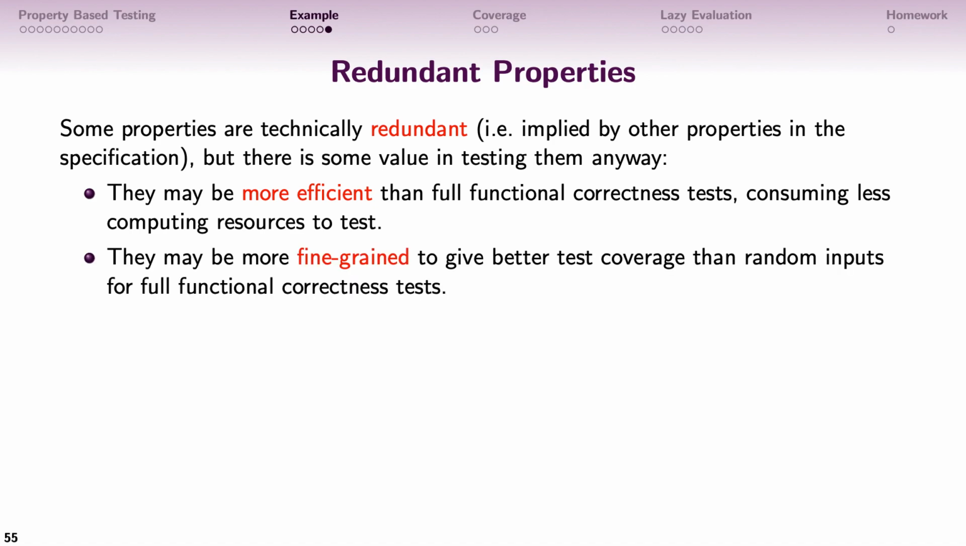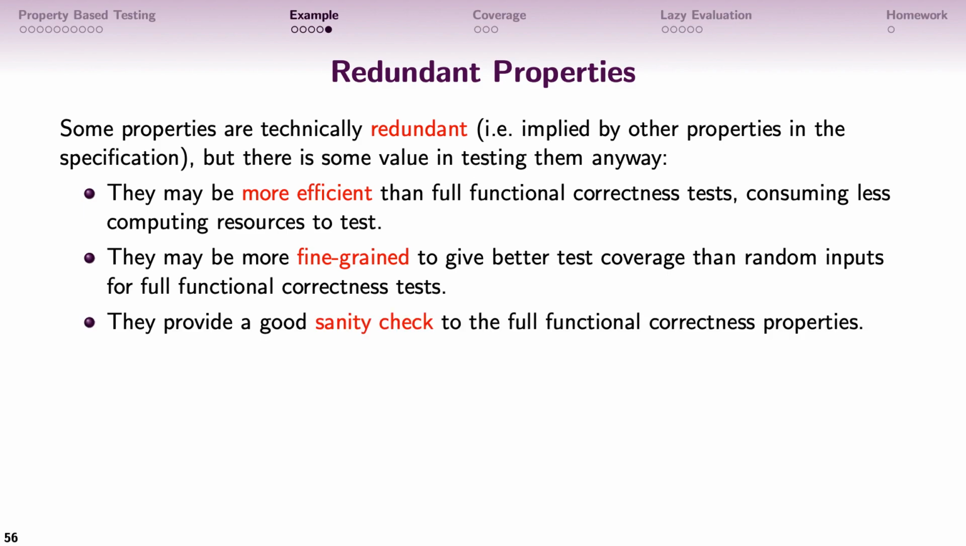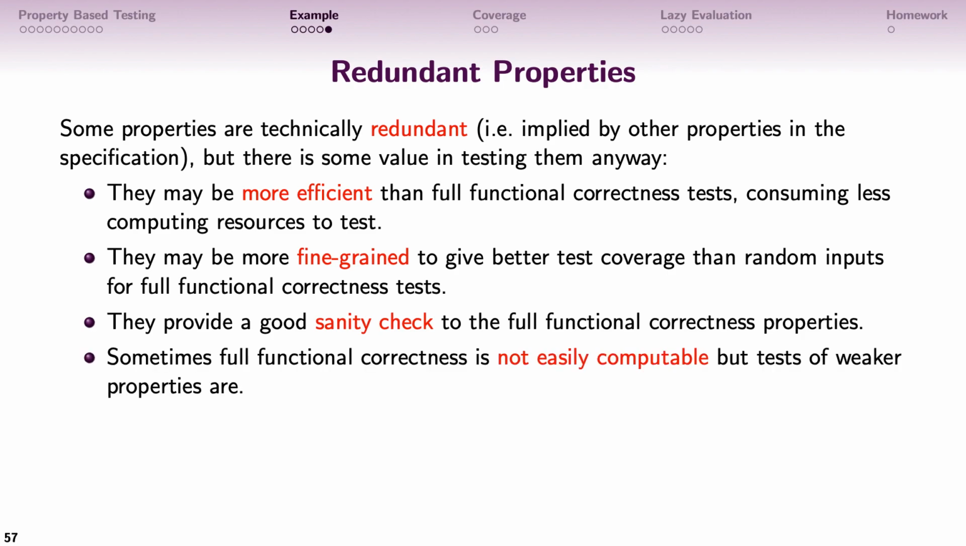You can also have fine-grained tests. If we test an overall composition of several functions together, it may not execute all the code paths we want to test, whereas if I have just one property that does one very specific thing, but tests that more thoroughly, then we can get more coverage. And it's just a good sanity check to our intuitions, as I was saying before. And sometimes full functional correctness is not easily computable, but we can do some simpler properties that are easier to test.